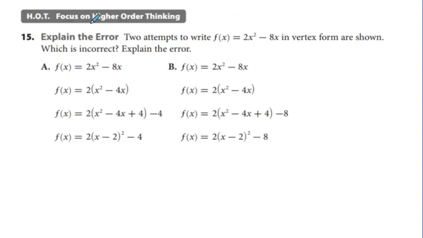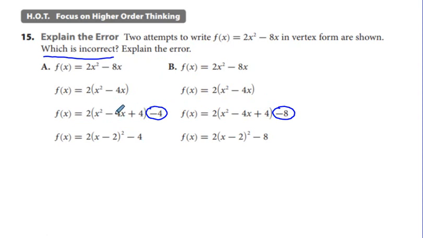Next ordinal problem we want to actually do is 15, explain the error. 2 attempts to write f(x) equals 2x squared minus 8x in vertex form are shown. Which is correct? Explain the error. And we have attempt A and attempt B. As we look at them, we should see that they are precisely the same for this first line and precisely the same for the second line. It's only on the third line where in attempt A we are subtracting 4, whereas in attempt B we are subtracting 8. So we are asked the question, which is incorrect?